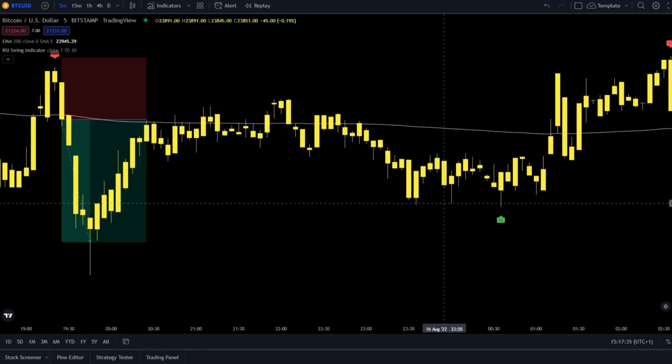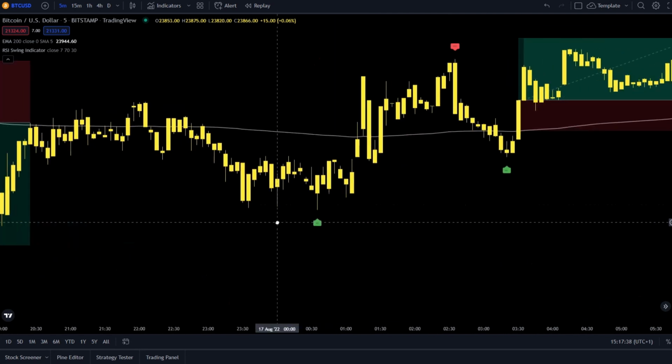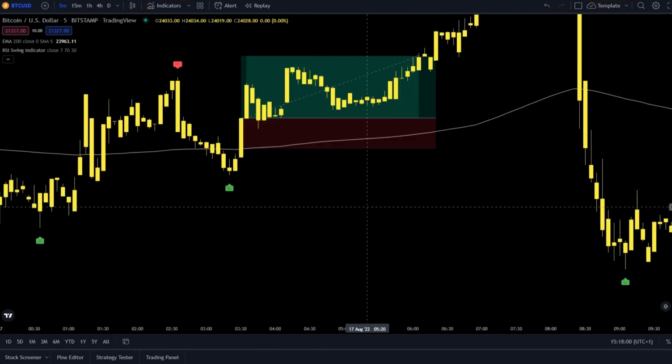I think this is a great little strategy, and it's super easy to use, super simple, and it only requires 2 free indicators. Please definitely do have a play around with this and let me know what you think in the comments. Check it out on TradingView.com.